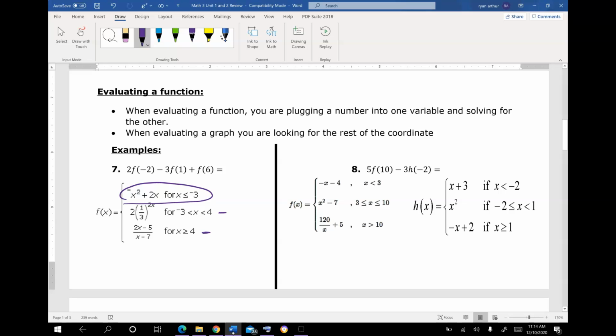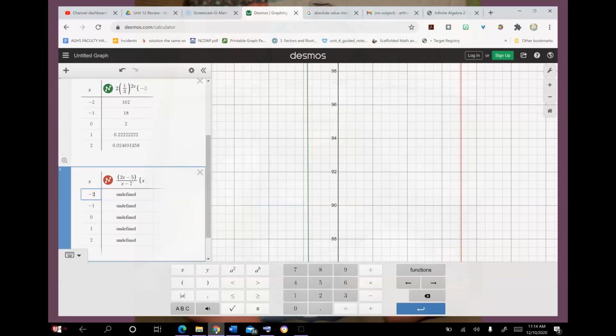So in parentheses is what you plug into the equation. Okay. Whatever's in parentheses is what you plug in. The 2 on the outside stays there. Okay. But I want to see which one I can plug -2 in. So I go here. Okay.